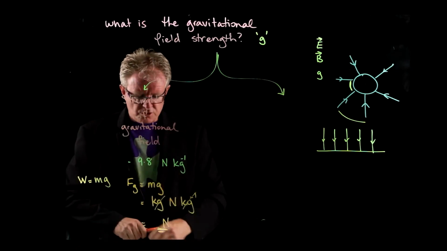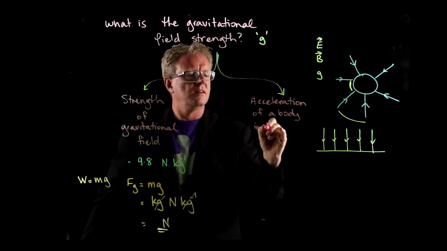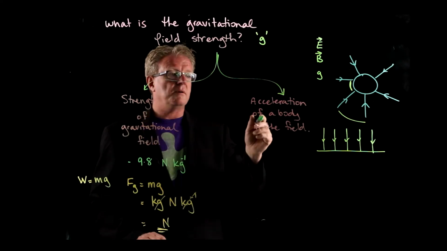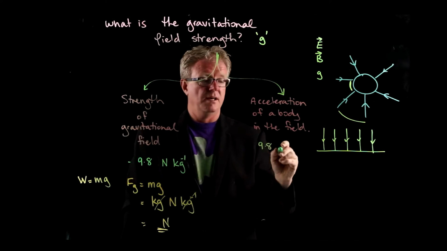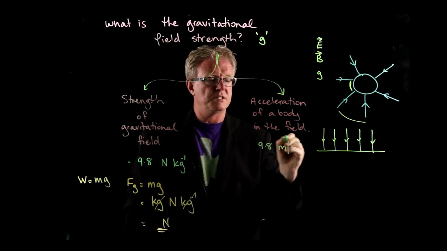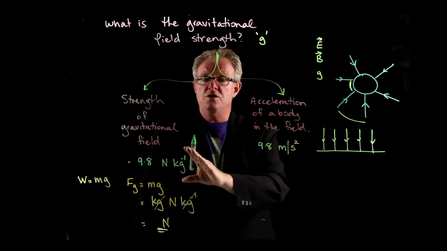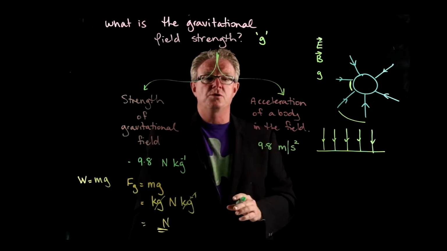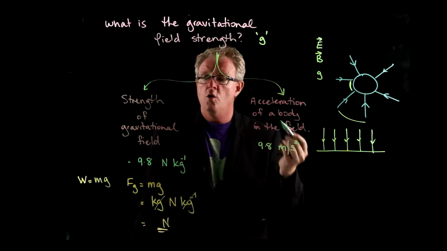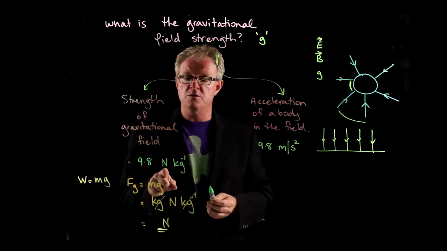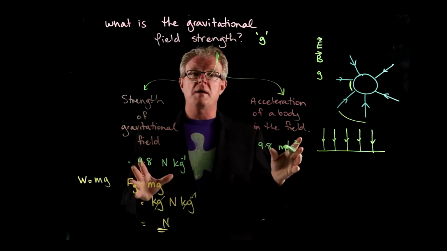The other way in which we can describe g is in terms of acceleration. We can describe it as the acceleration of a body in a field, and we have 9.8 for Earth, and that's meters per second squared. So they're the two different ways in which we can use our gravitational field strength: as the acceleration due to gravity, or as the strength of the field in newtons per kilogram. Make sure you get all that down, and we're going to talk about this concept a little bit more.